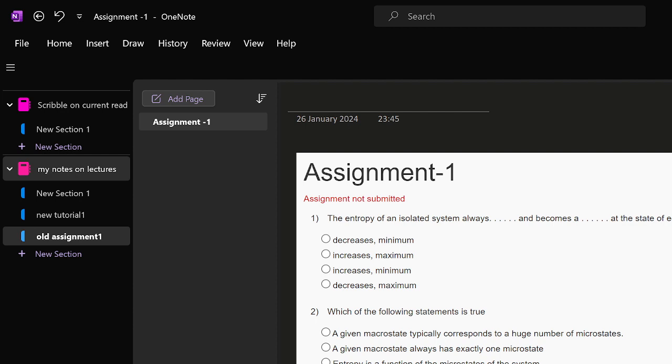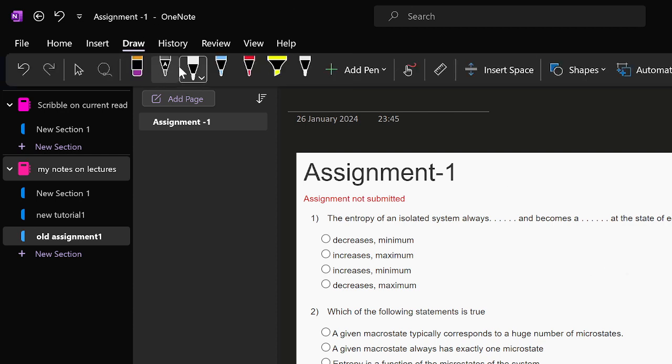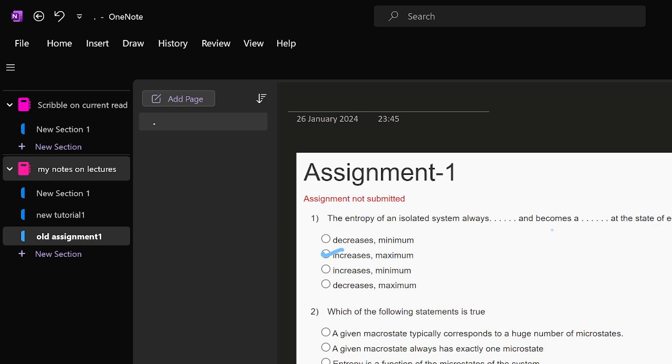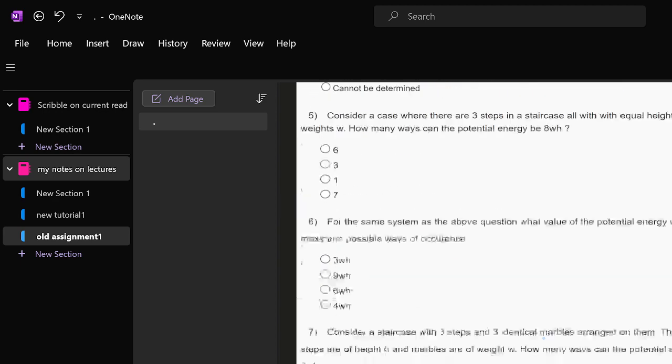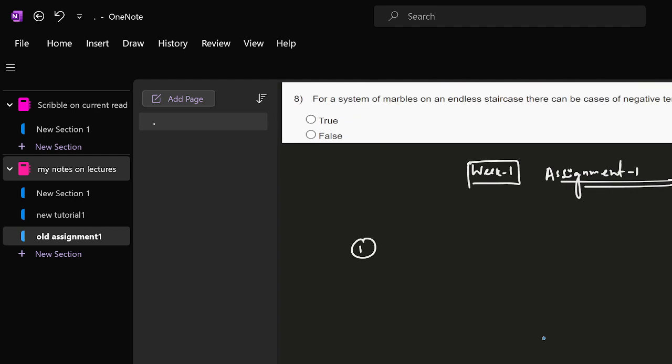Let me tell you once. It will be a maximum at the state of equilibrium. Okay, let me just take the pen. So the answer is entropy should increase, and it will be a maximum at the state of equilibrium. Now I have told you the answer, but just for the sake of clarity, let me explain.